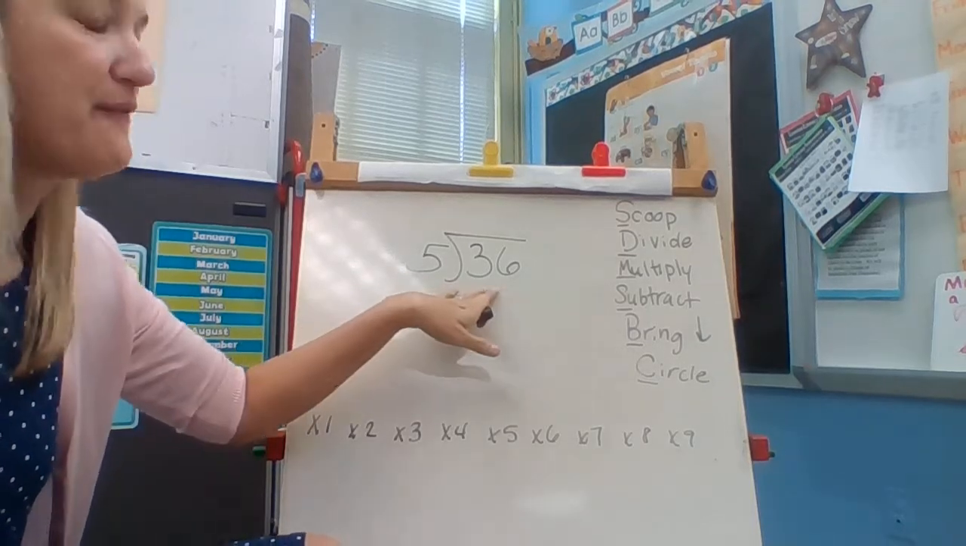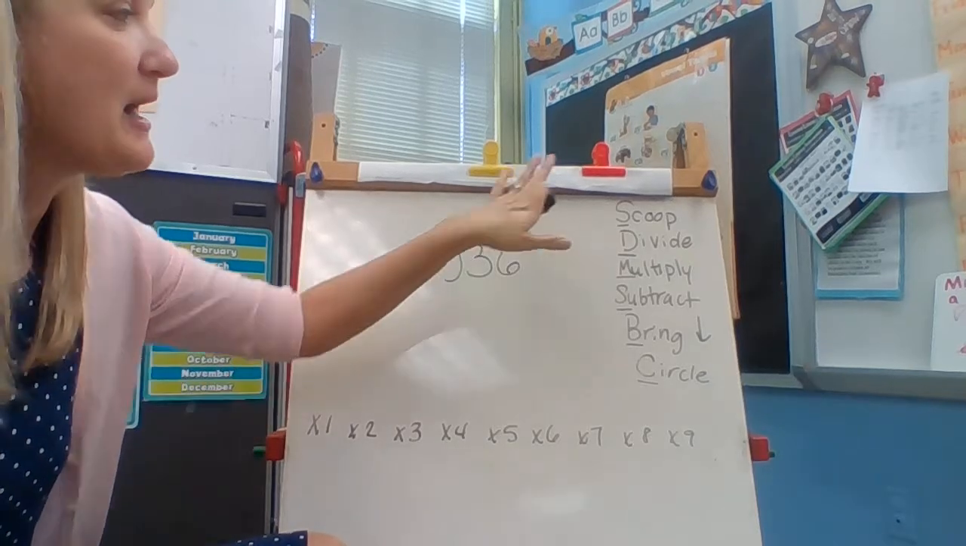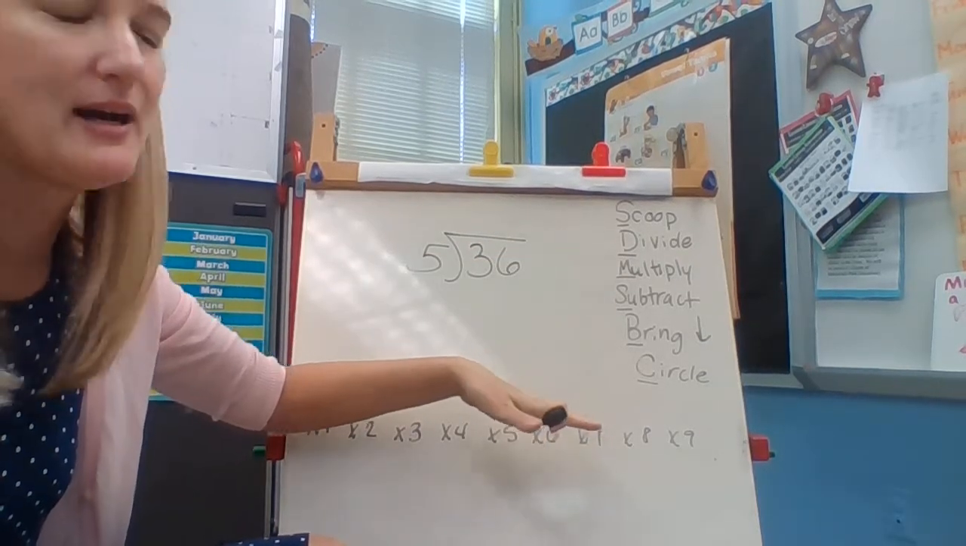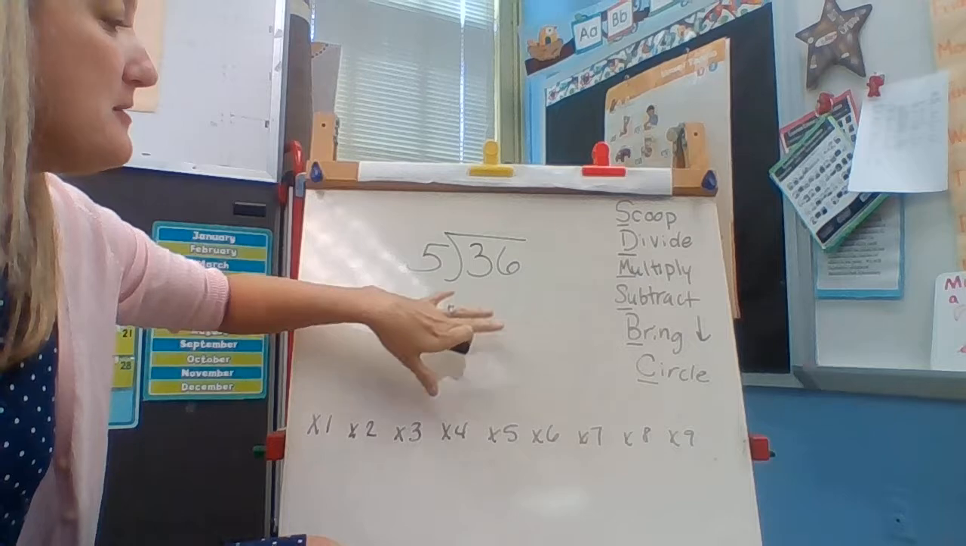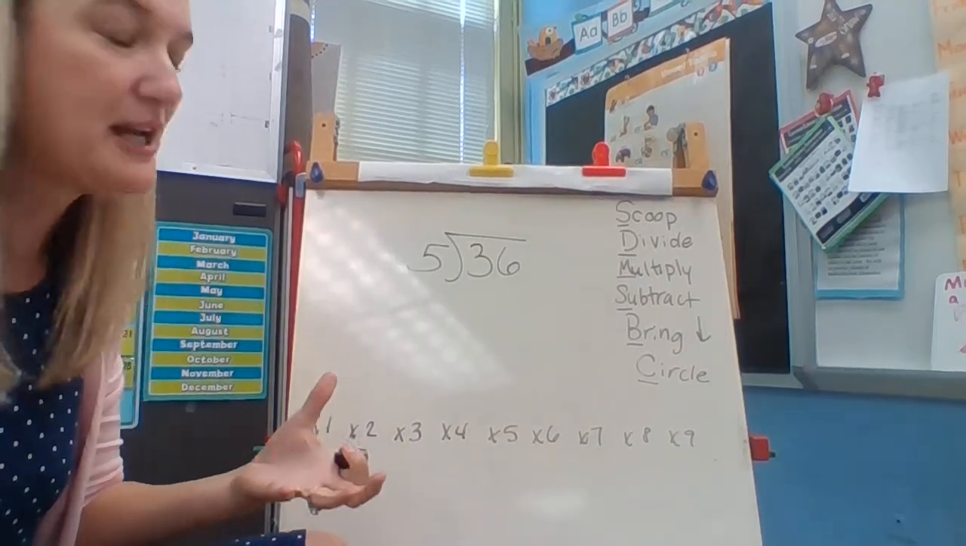So right now we have 36 as my dividend and 5 as my divisor. And I'm going to use a certain way of looking at this math problem so that I can figure out what the quotient, which is the answer to a division problem, is.